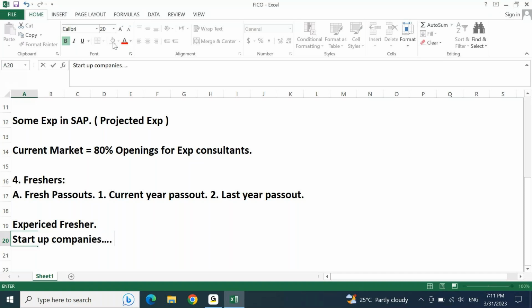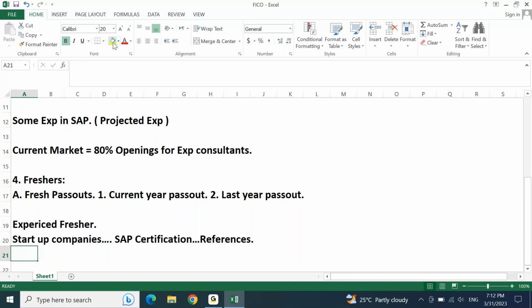You should have SAP certification, or you should have a recommendation. In short, references. So if you want to get into the market as an experienced fresher, the chances are very, very less.